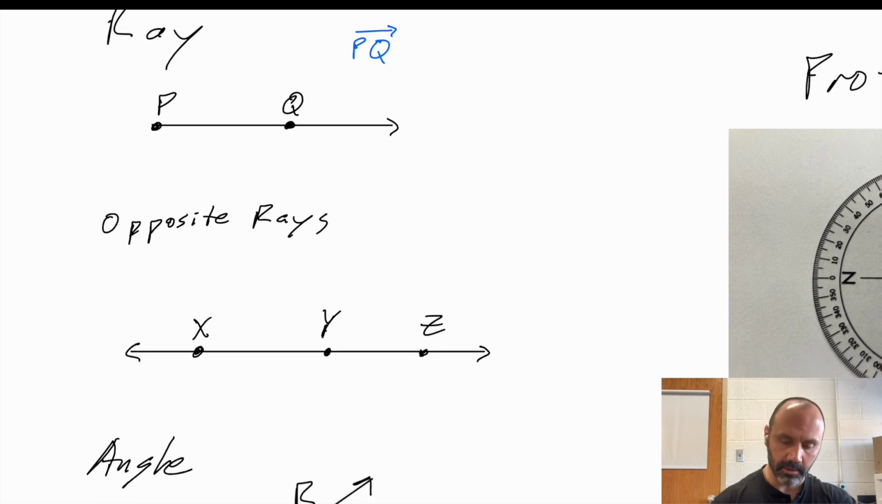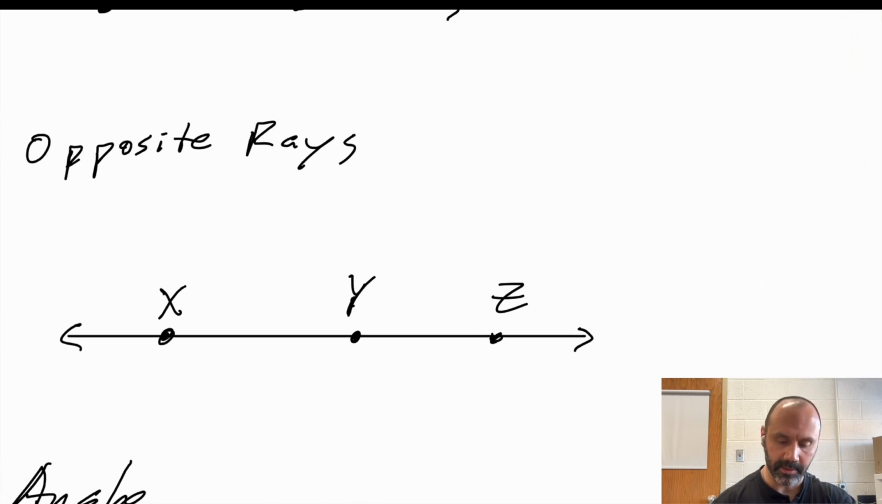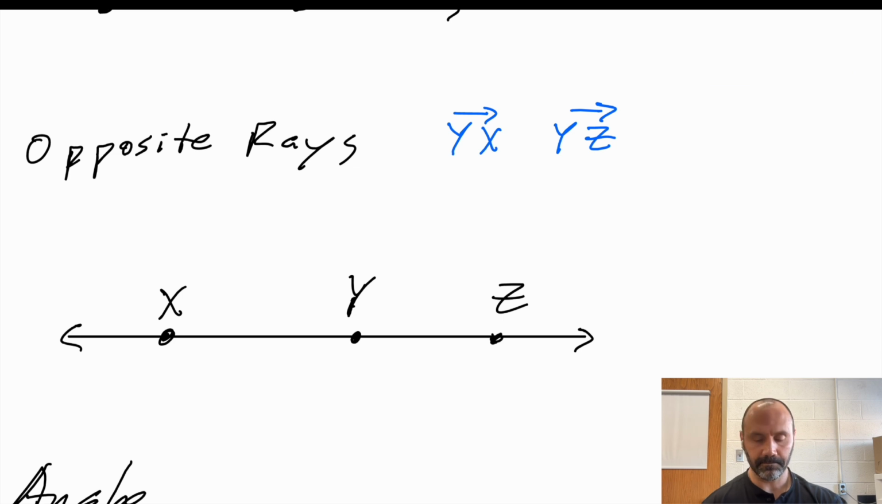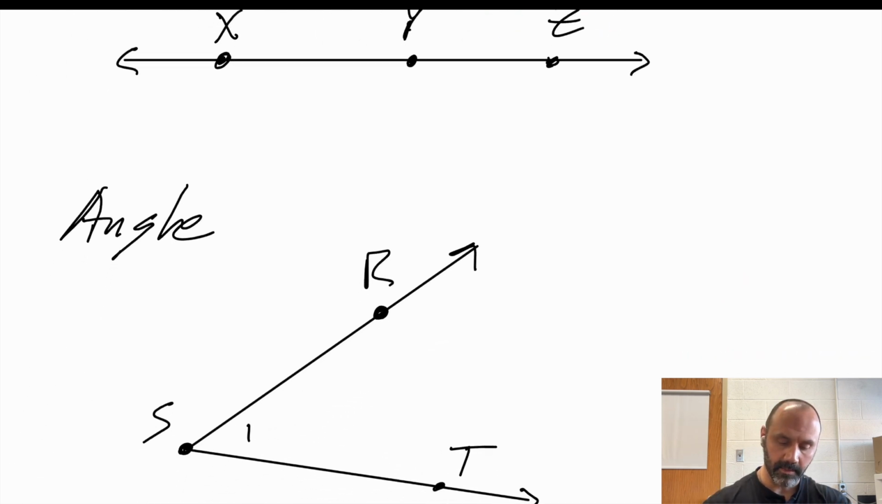Opposite rays are two rays that have the same endpoint. So for example, ray YX, so that's this ray starting here and going that way, and ray YZ, those are opposite rays. Same endpoint, and they go in opposite directions. If we put two rays together with the same endpoint, then we create an angle.